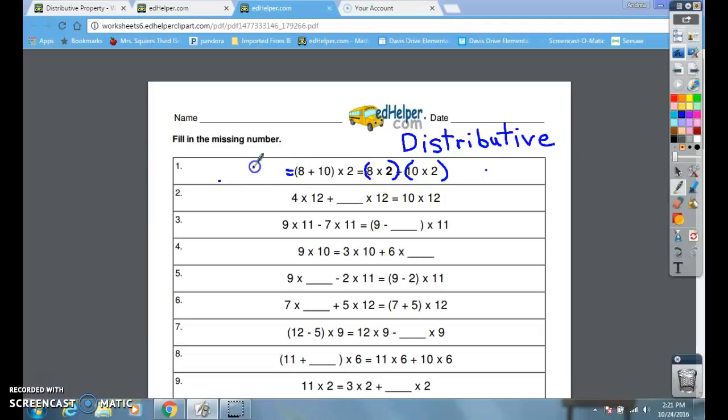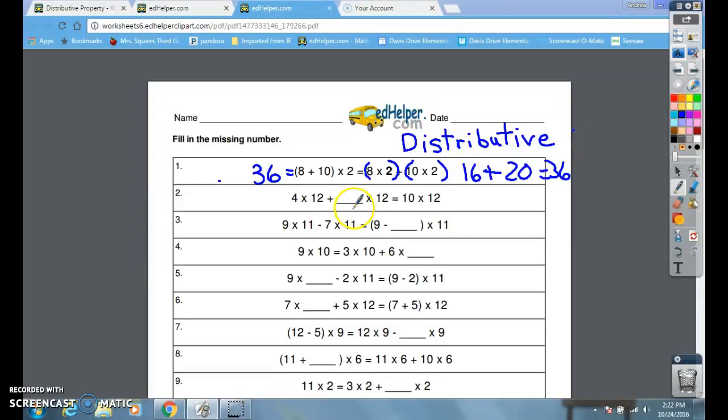Now let's see if it's solved. This equals 36. Let's see if the other side equals 36. So if we do 8 times 2 and get 16, plus 10 times 2 equals 20. 16 plus 20 does equal 36. So it shows both sides equal 36. So let's look at the second example, number 2.